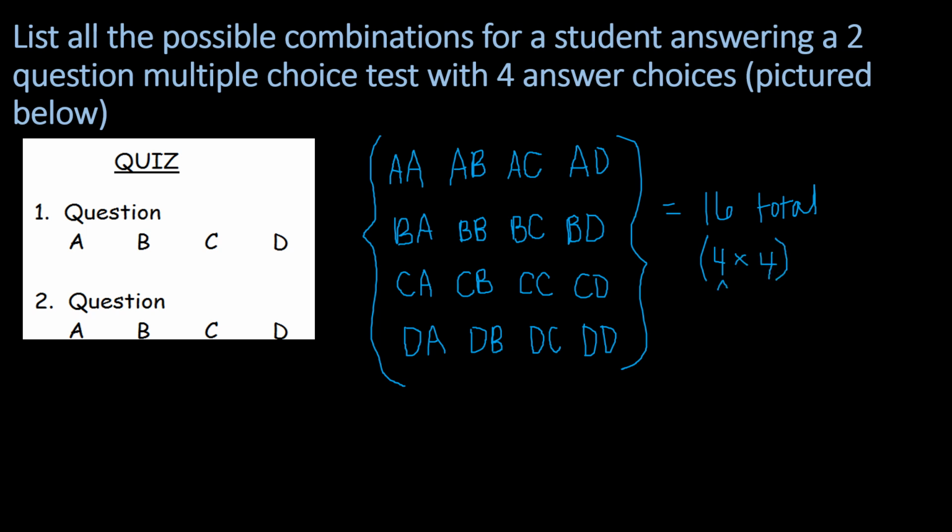Because I have 4 choices for number 1 and 4 choices for number 2. So that's going to be something that we can use anytime we want to know how many combinations we can make with a bunch of different things.